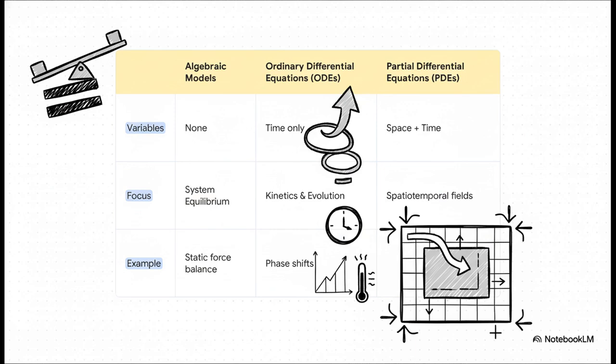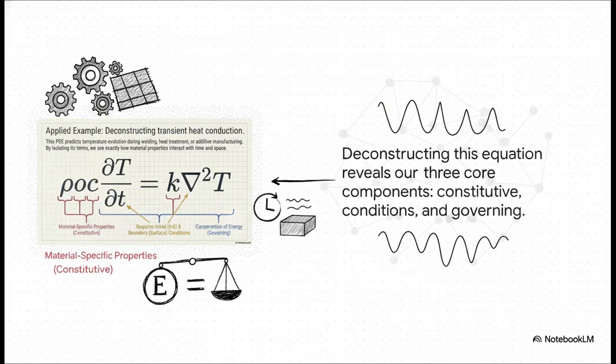But what if things are changing across both space and time? Like heat flowing through a block of metal? For that, you need the big guns, partial differential equations, or PDEs. And this is awesome. This is where it all just clicks. If we take a PDE, like this one for heat conduction, and we break it down, we can literally see our 3 essential ingredients right there in the math. You've got these terms here for the material's properties. That's our constitutive relations. You can see you need to plug in initial and boundary conditions, and the whole thing is built around the conservation of energy. That's our governing law. It's all right there, the entire blueprint captured in one equation.